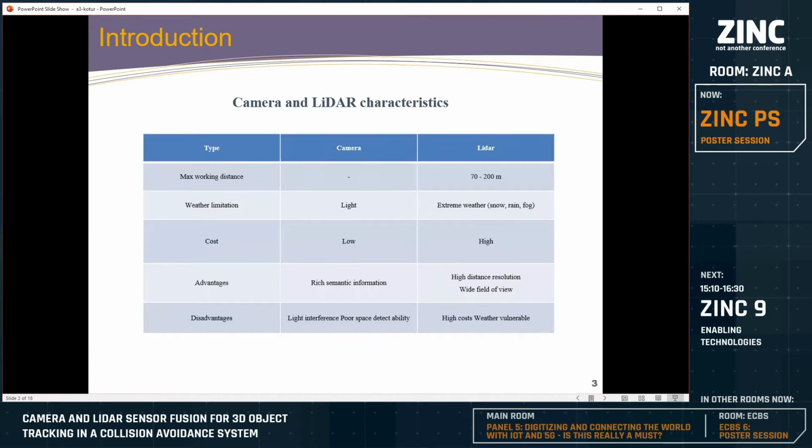Both camera and LiDAR have their own advantages and disadvantages. The camera has a low price and provides rich semantic information, but it is sensitive to light and has a poor spatial detection ability. On the other hand, LiDAR has a high cost and is weather sensitive, but it has a high distance resolution and wide field of view.